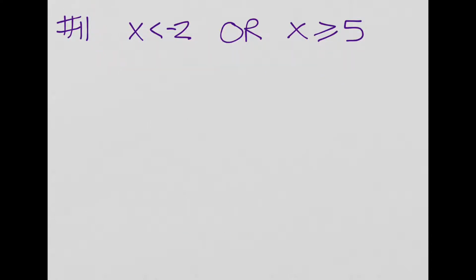Now this one has the word or. So I want you to think about, what does that mean in words? It means that x is less than -2, or x is bigger than or equal to 5. This one or that one could be true, and you're not really sure which one is true, so you just graph both of them. But that's what the words mean. x is less than -2, or x is greater than or equal to 5. That's all I want you to write down, and I'm not going to take the time to write it down, but you are, because it's your classwork.